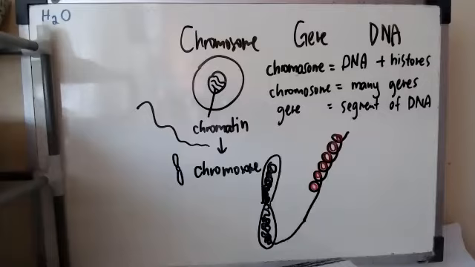Histones are positively charged proteins because DNA is negatively charged, so it cannot coil around itself because negative and negative will repel. So it needs to wind itself around a positively charged molecule to neutralize itself. Then only it can coil around like this.